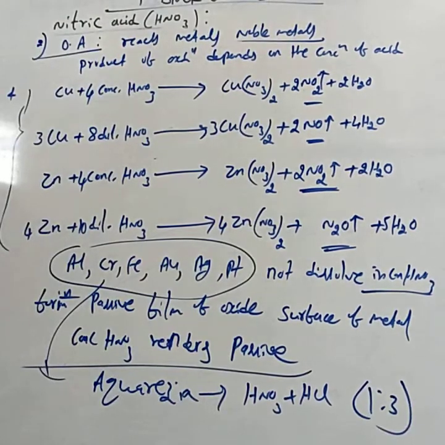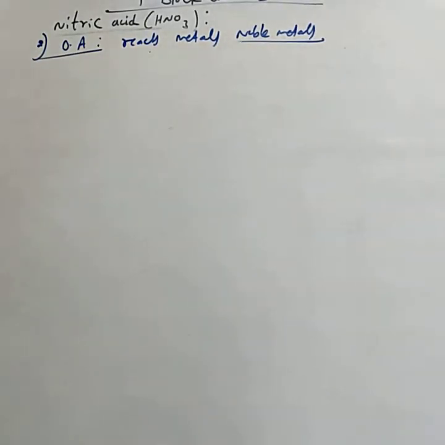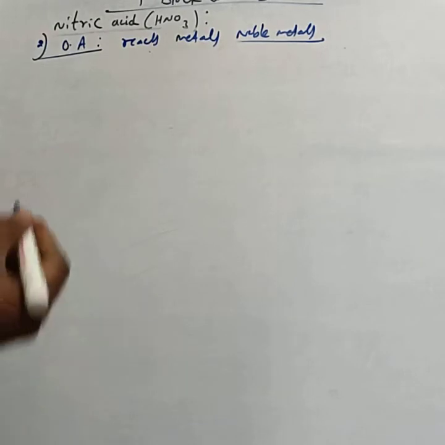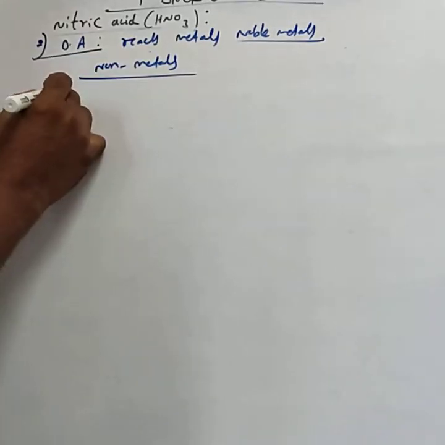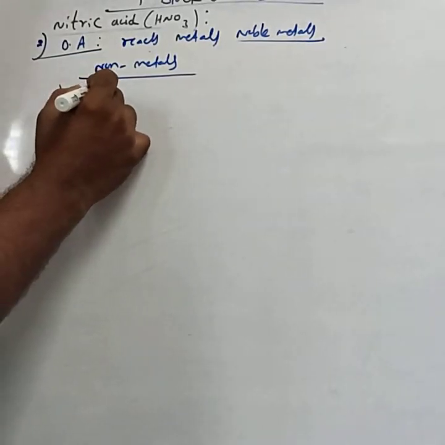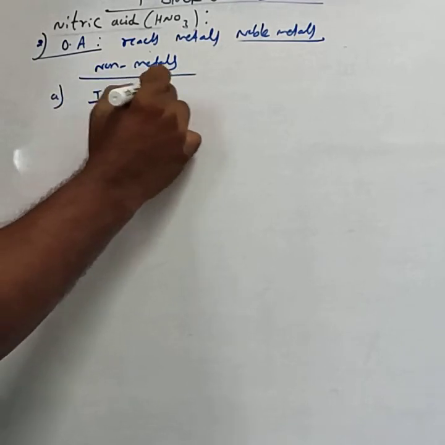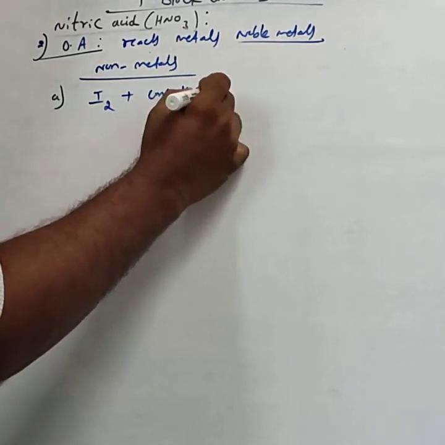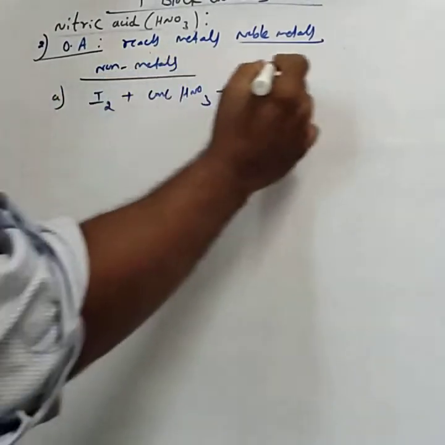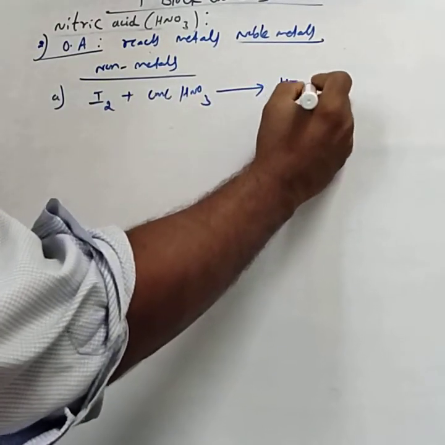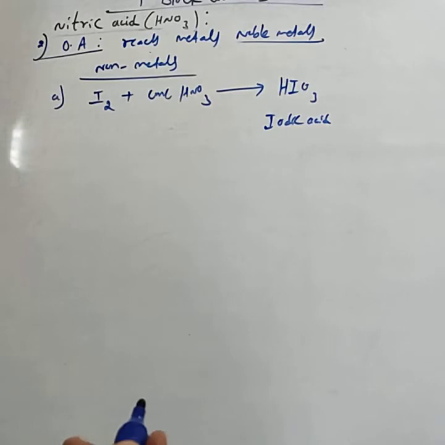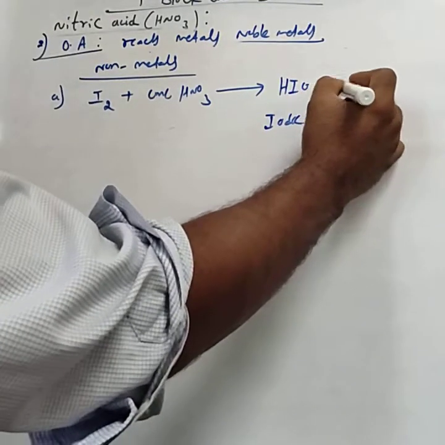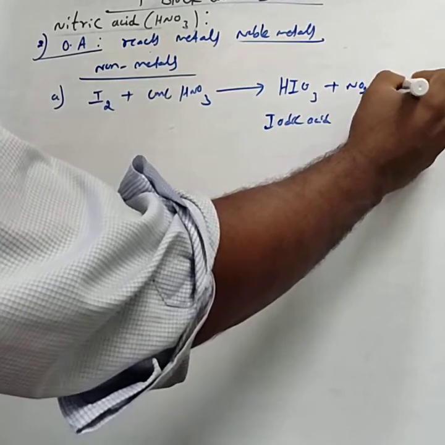Similarly, consider the reaction with non-metals. You can note it down as it is. Concentrated HNO3 also oxidizes some non-metals. First one is iodine. Concentrated nitric acid oxidizes iodine into iodic acid, HIO3. In addition to iodic acid, you get NO2 and H2O.